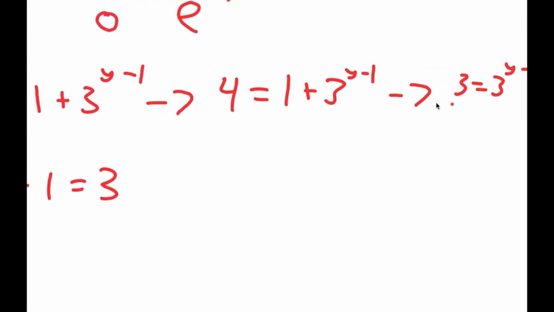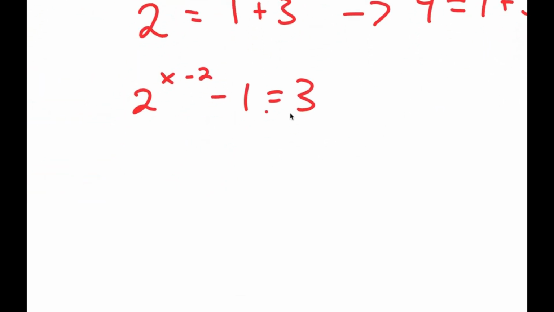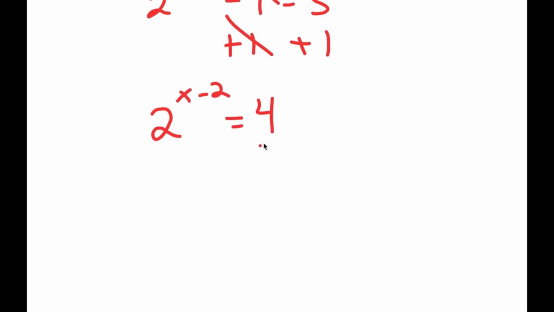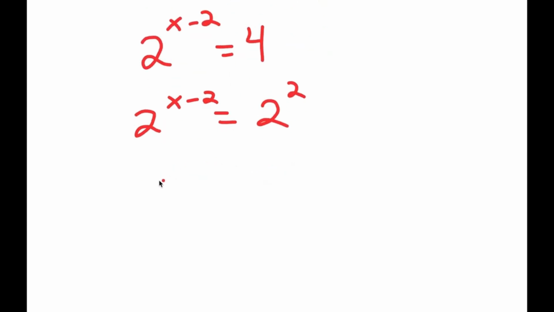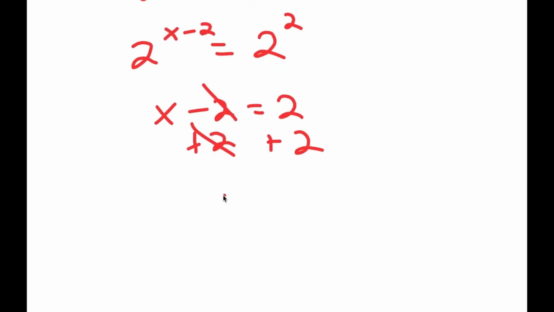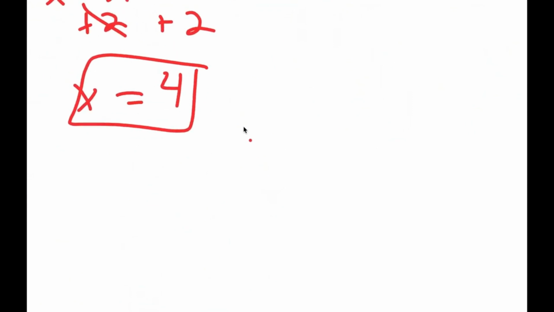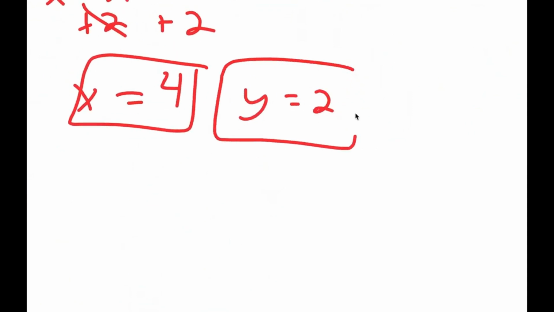So the value of y is 2. Now for 2 to the power of x minus 2 minus 1 equals 3, I'm going to first start by adding 1 on both sides. So I get 2 to the power of x minus 2 is equal to 4. And now 4 is the same thing as 2 squared, so I get 2 to the power of x minus 2 is equal to 2 squared. And this means that x minus 2 is equal to 2. And if I add 2 on both sides, these two cancel out. And I get x is equal to 2 plus 2, which is 4. So my solution is x equals 4 and y is equal to 2.